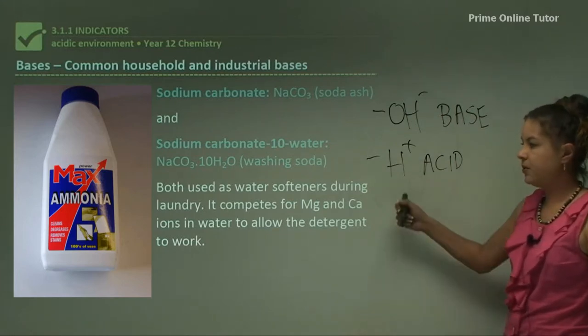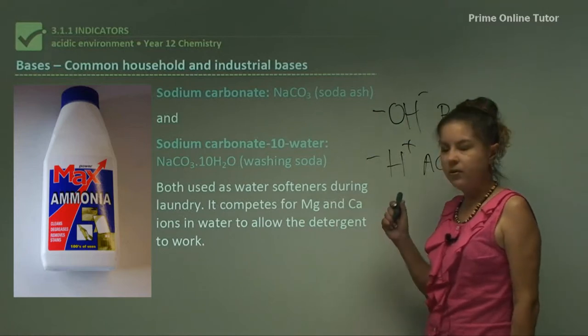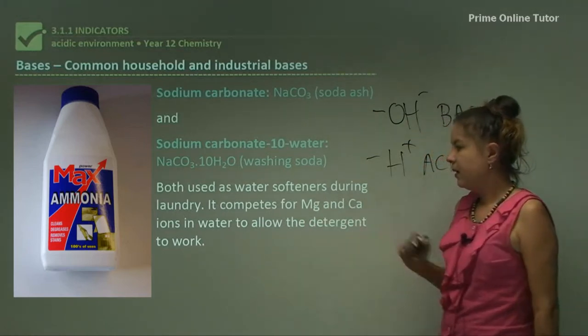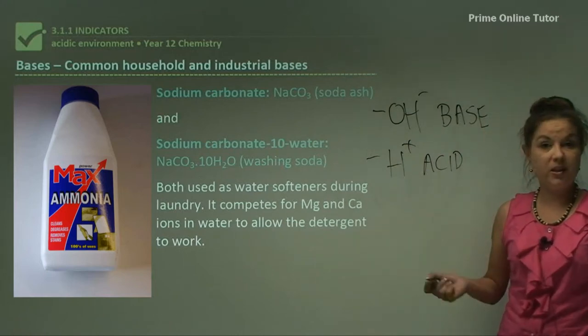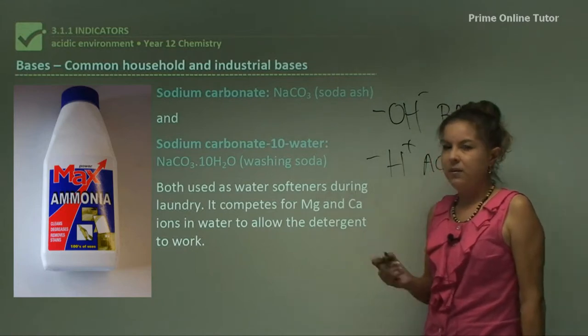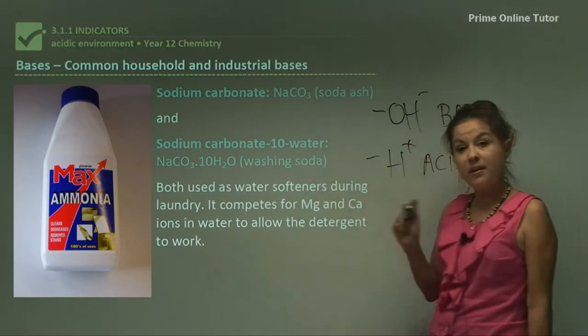So both of them are used as a water softener during laundry when we wash our clothes. It competes for the magnesium and the calcium naturally found in water, and it allows the detergent to actually work. If we didn't have sodium carbonate, our washing wouldn't be as clean, basically. So that's what that base does.